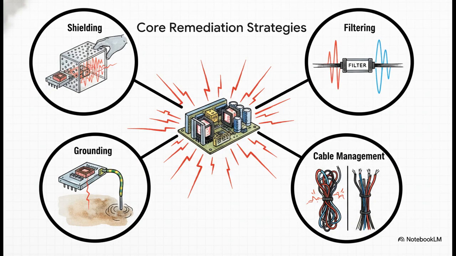To fight back, the guide focuses on these 4 core strategies. Think of it this way. Shielding is like putting the noisy device in a soundproof box. Filtering cleans up the power and signal lines. Proper grounding gives that RF energy somewhere safe to go. And good cable management stops the noise from jumping between circuits. Each one is a tool for a specific job.